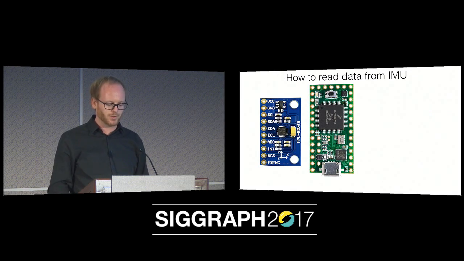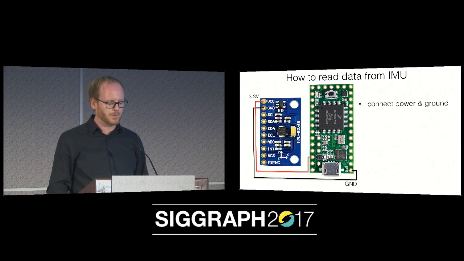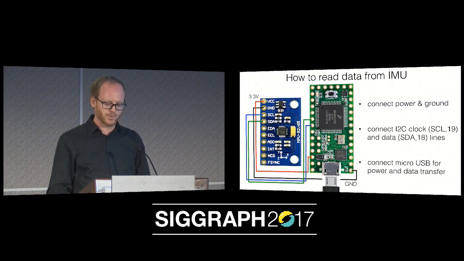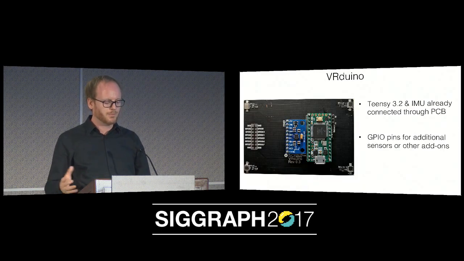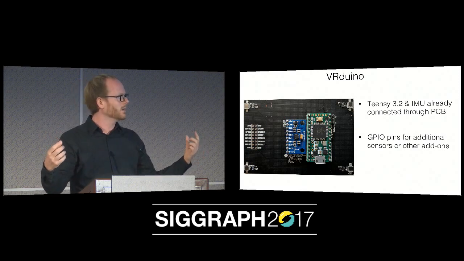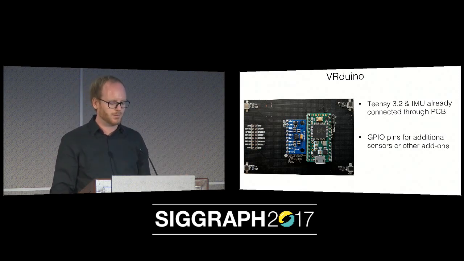And again, it's very simple to connect these two. You're just going to connect power and ground. These operate at 3.3 volts, and you're going to connect the clock and the data line for the I2C signal, so really it's just two wires, and that's pretty much it. Then you connect your USB cable and you can read out the data. We already implemented all of this on the vArduino. You can remove the Teensy and the IMU from that, or you can plug it in. It's just a couple of headers.